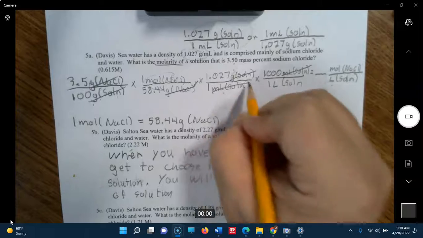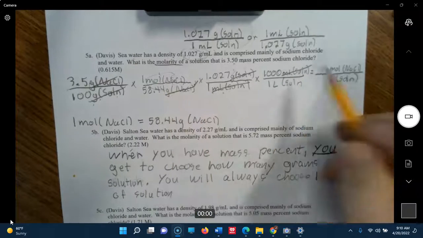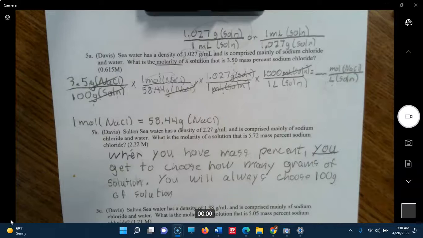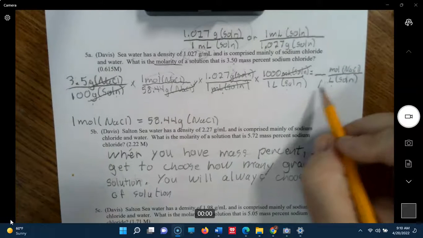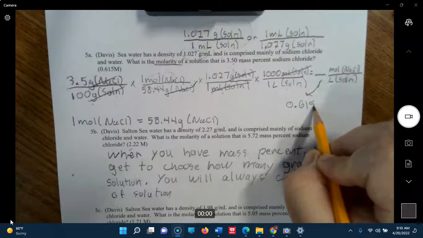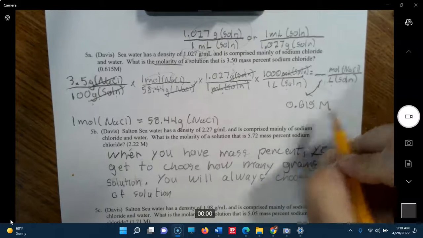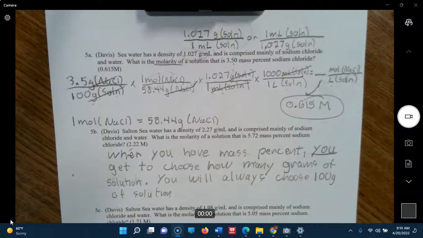Milliliters cancels with milliliters. So now we have moles NaCl on the top. We have liters of solution on the bottom. So now we're ready to do our calculation. Okay, and that gives us 0.615 moles of NaCl per liter, but that's called molarity. So we write it like that, and that's our final answer.